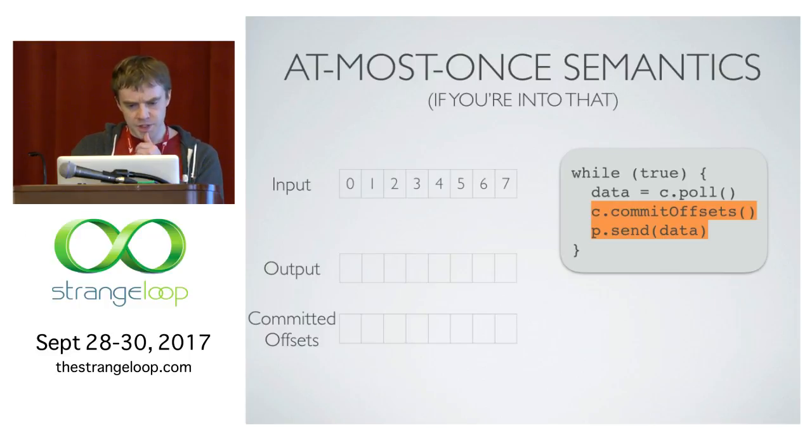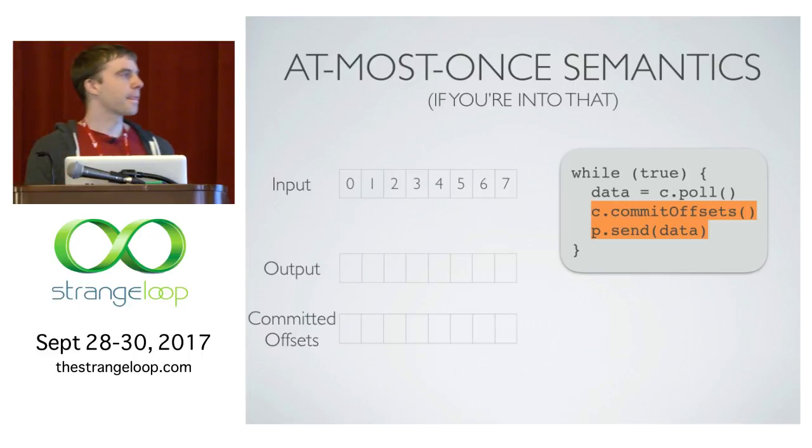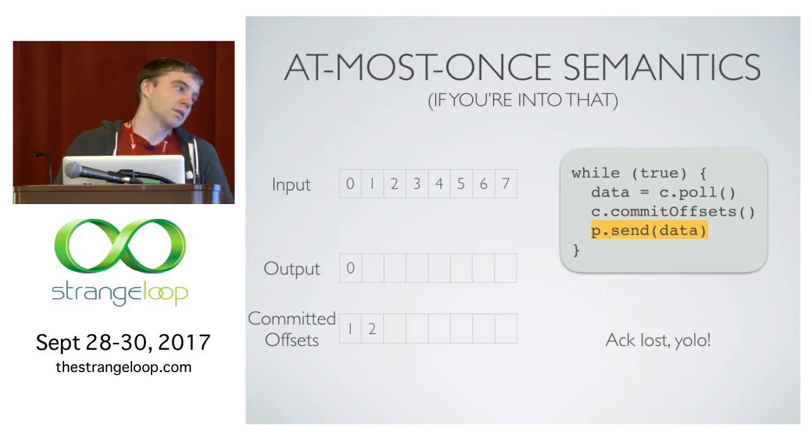So at most once semantics, I just want to cover this quickly. All you really do in Kafka, if you want at most once semantics, is change the order of those 2 operations. So what it looks like is this. You commit your offset first, then you send the data. We mentioned that producer retries are not safe. You can have duplicates that way. So if you really want at most once semantics, you can't retry. So in this case, if you lose the acknowledgement, oh well, you just go on.